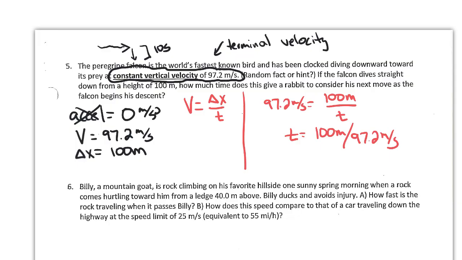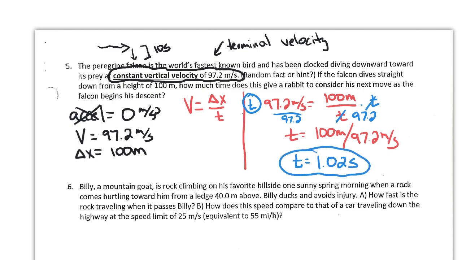How did I do that? I multiplied both sides by t, and I divided both sides by 97.2, and t is alone on the left, and we have 100 over 97.2. Most of you know that that's going to be just a little over 1, because 100 is a little bit bigger than 97, and 100 divided by 97.2 is 1.02 seconds.